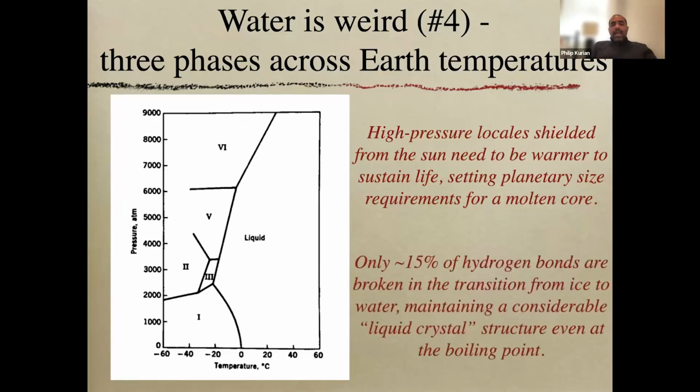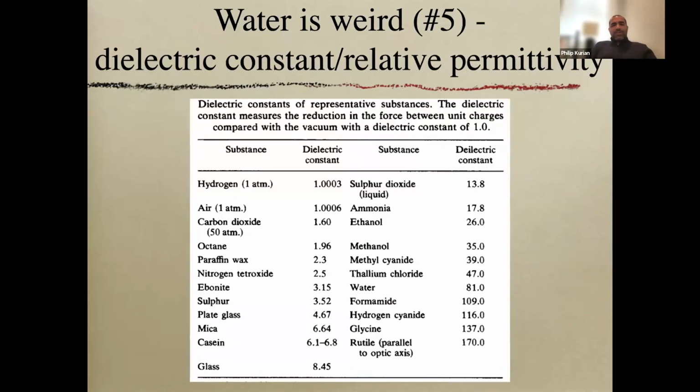Okay. Now, one thing that's not commonly talked about is that in the transition from the most common form of ice to water, only about 15% of hydrogen bonds are broken, which persists in this considerable liquid crystal structure, even all the way up to the boiling point. So we can really think of this sometimes like a nematic liquid crystal as you start to put other objects and ions in the solution. And we'll go to that next.